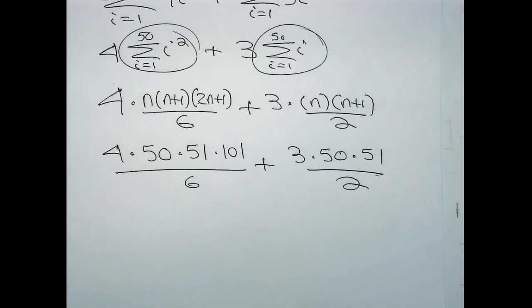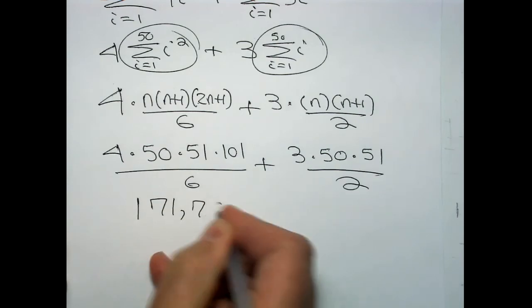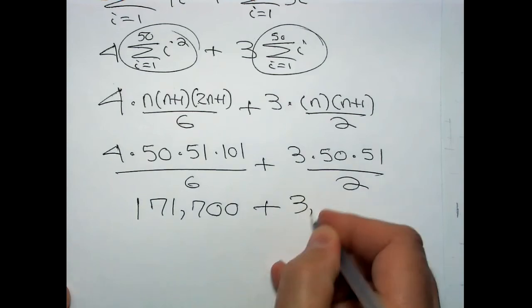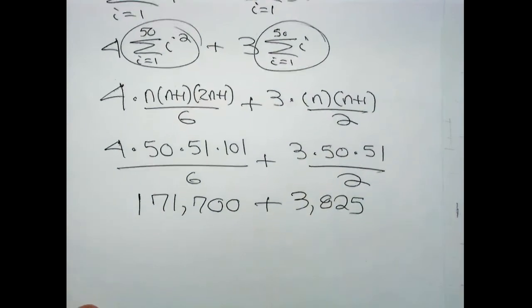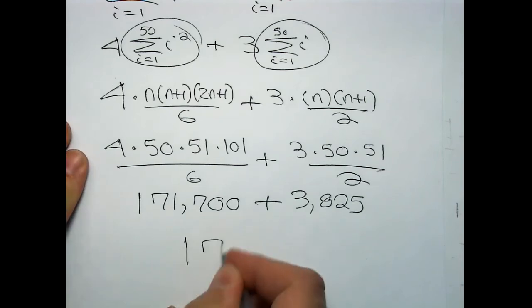So 4 times 50 times 51 times 101, all divided by 6, is equal to 171,700. This one, 3 times 50 times 51 divided by 2, is 3,825. Oftentimes these end up being pretty big. So let's see what the total summation is.